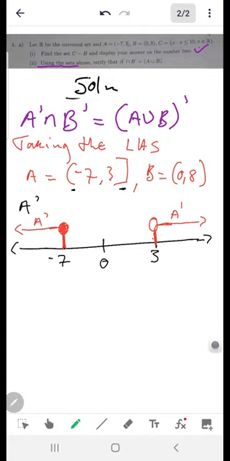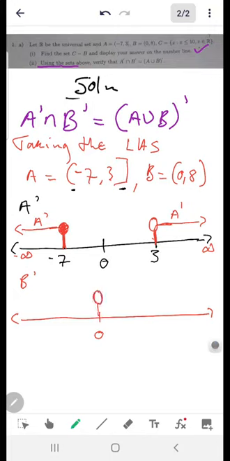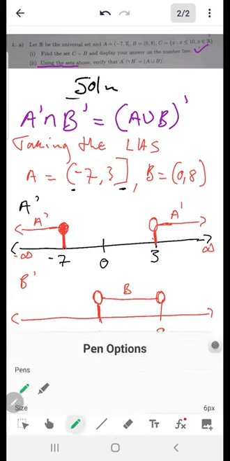Okay, so let's look at B complement. Sorry, they go to infinity and negative infinity. Let's try to draw B complement. So what is B? B is starting from 0 there, and 0 is not part of the answer, and then it's ending at 8, and 8 is also not part of the answer, and then we combine them. So this is B. Now what about B complement?